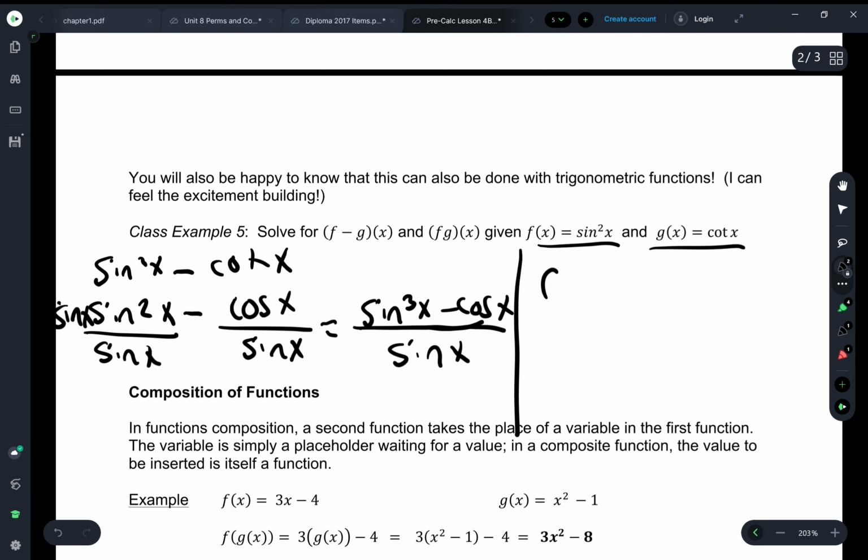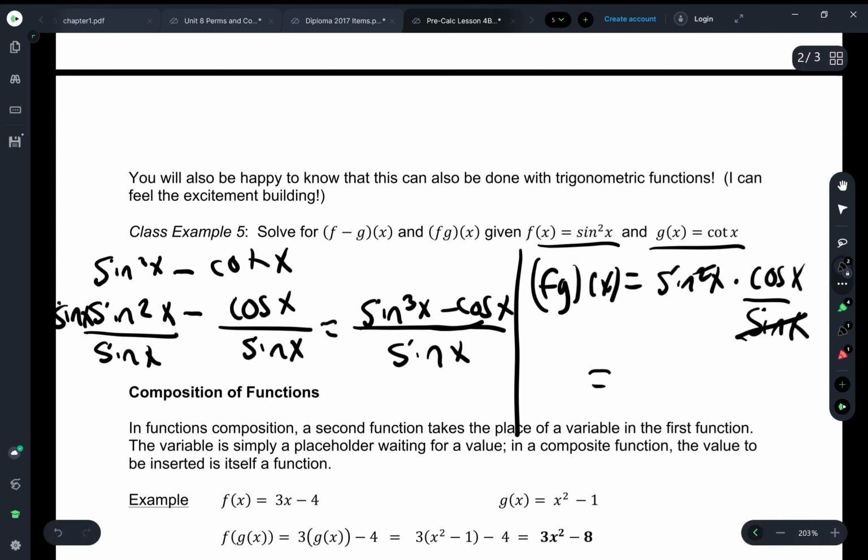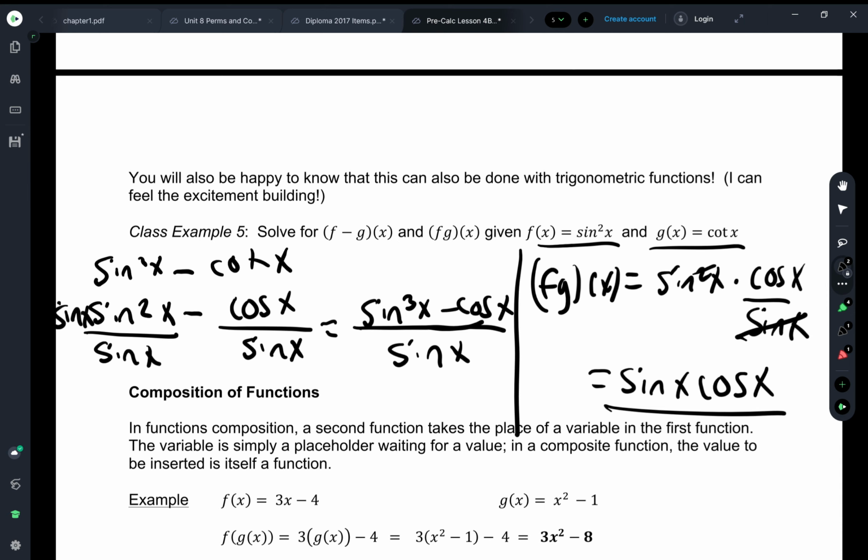Okay, let's draw a line here. Let's look at fg of x. So we're looking at multiply. This one's a little bit easier because you have sine squared x and you're multiplying it by cotangent x. Let's write cotangent as cosine x over sine x, and you can see we have a cancellation. That cancels with one of those sines. So the simplified fg is simply sine x cos x. That's the best case for that one.